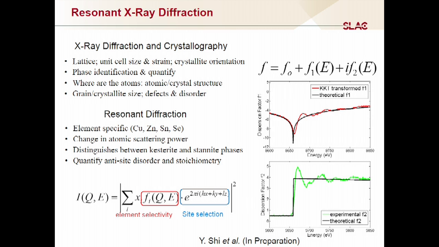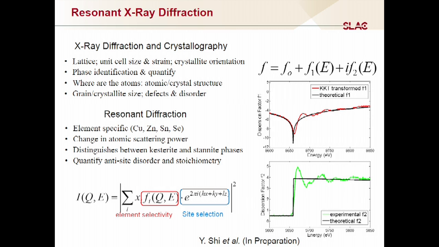So I've been talking a lot about scattering. Scattering tells you basically things like the unit cell size, strain, crystallite orientation. You can use it for identifying what phases you have. Basically, you're answering questions of where are the atoms. The other technique that we're not covering in this school is spectroscopy, which tells you things like what is the local environment and what is the oxidation state of an atom, and it's much more element specific.